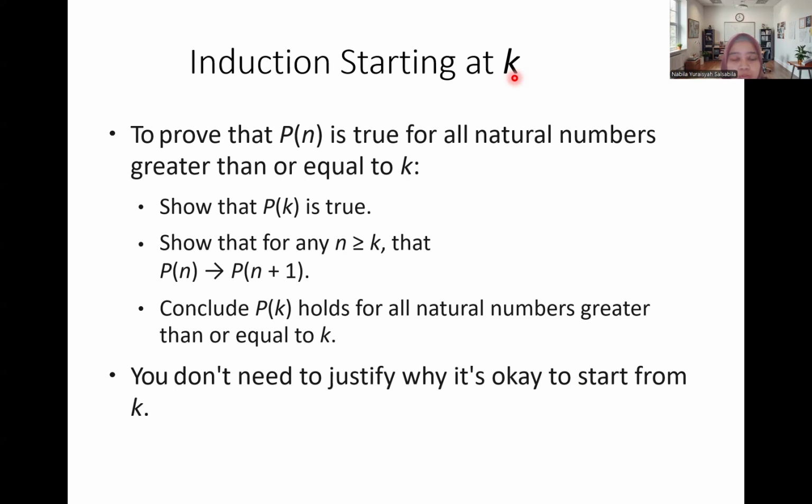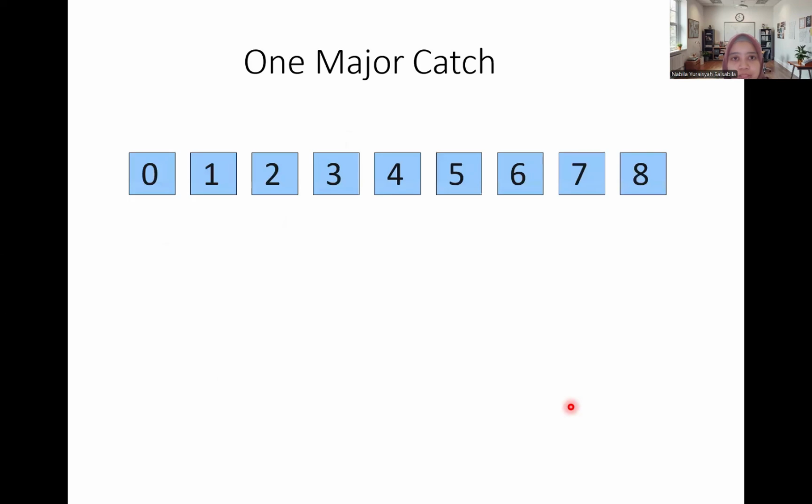Start from any integer k. Then we must follow these steps. You don't need to justify why it's okay to start from k, so you don't have to prove the previous sequence before k. So let's see an important observation.